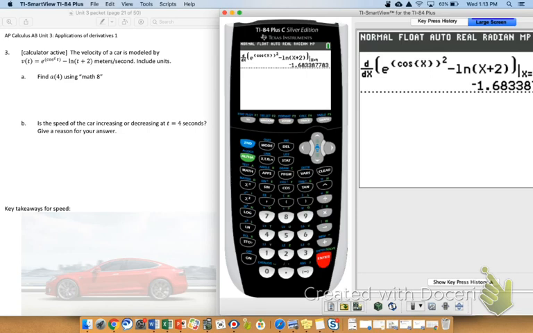Because I guarantee you, there will come a time on some test or quiz where I will say, hey, no calculator allowed, what's the derivative of secant of x? And if you've gotten super lazy because all you've ever done is Math 8, you're going to have a hard time answering that question. So I'd encourage you to do it this way. This would be the mature way to do it.